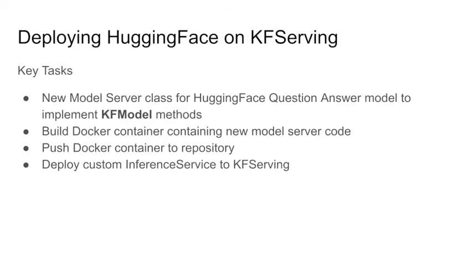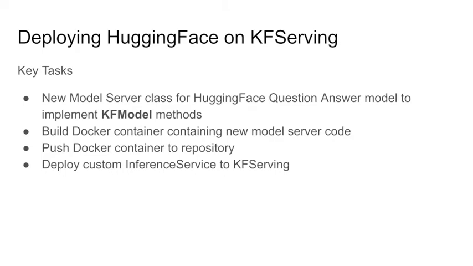Given that HuggingFace has a unique Python API and a lot of dependencies, it does not work on KFServing out of the box. In this case, we need to do two key tasks. We need to create a new Python class that inherits from the KF model interface with custom methods for the load and predict method signatures. We also need to build a custom container image and then store it in a container repository such as Docker Hub.